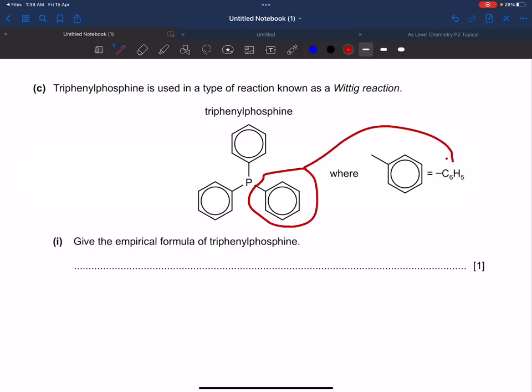is C6H5. So how many are there? There are 3 of those. So C6 times 3 is 18. 3 times 5 hydrogen is 15. So we get this formula, and there's 1 phosphorus, P. This cannot be further simplified, so this is hence the empirical formula. Empirical formula is the simplest formula, a simplified molecular formula. This is a very easy question, full marks.